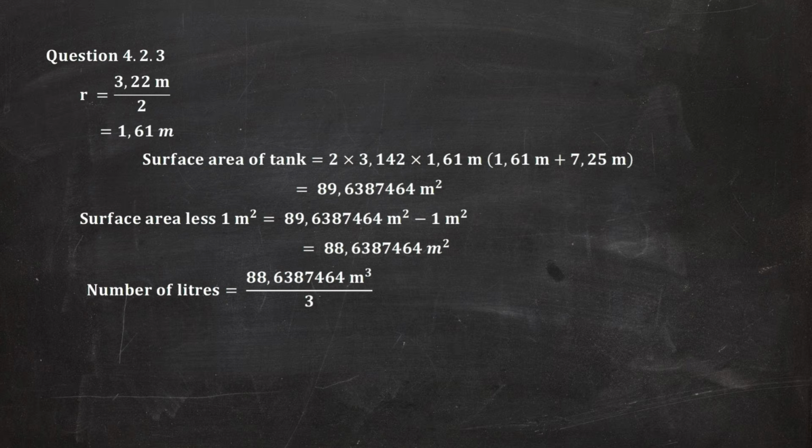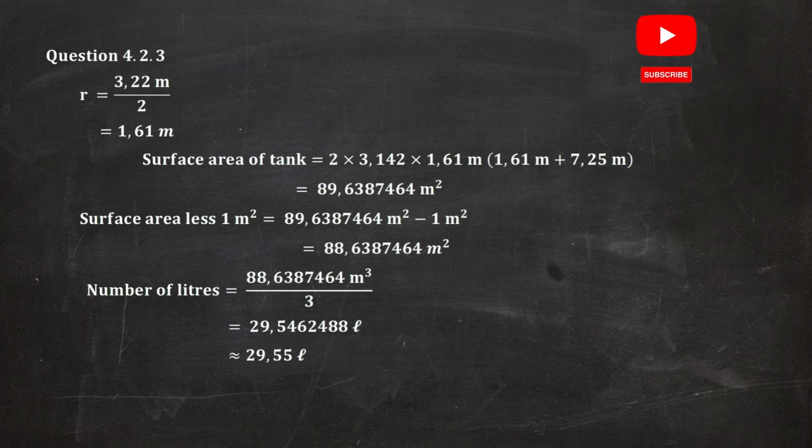From the statement, the spread rate of the paint is 3 square meters per liter. So the number of liters of paint needed to paint this tank equals 88,6387464 square meters divided by 3 square meters per liter, and this equals 29,5462488 liters. This value can be rounded to 29,55 liters. Since 29,55 liters is less than 30 liters, you have to state that the manager is correct. If you don't make this last statement, you will lose 1 mark.